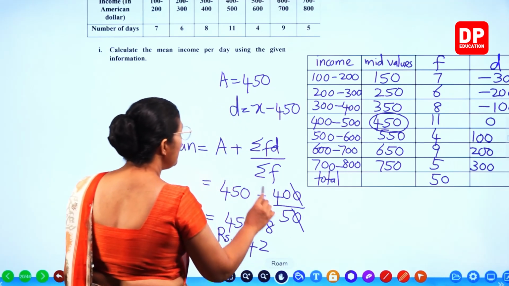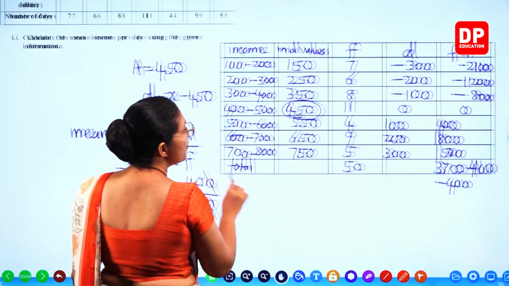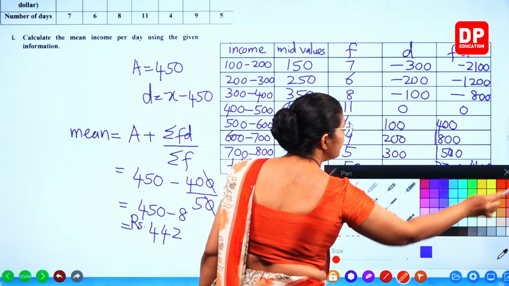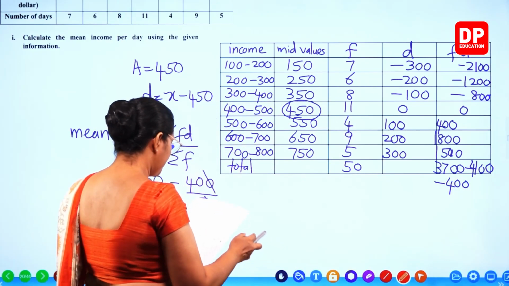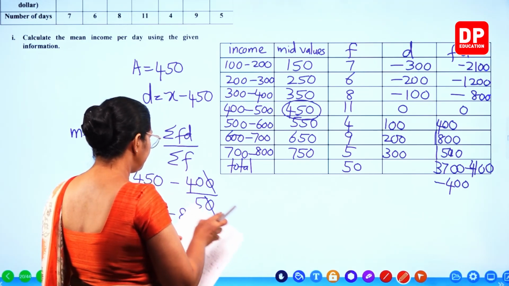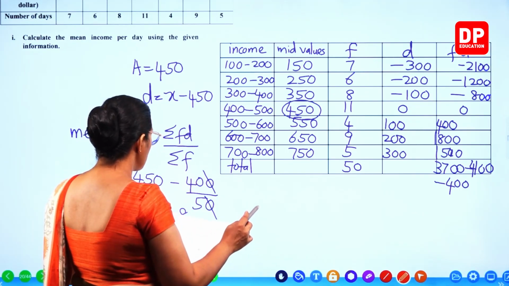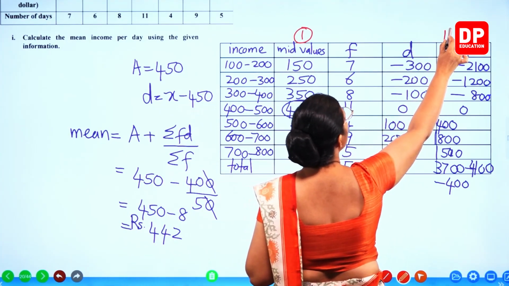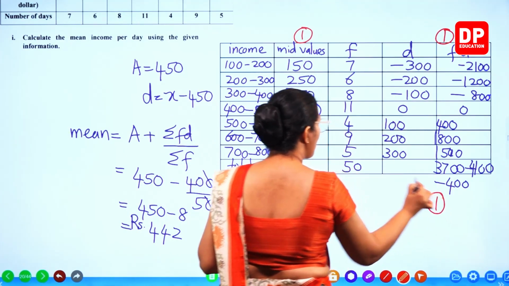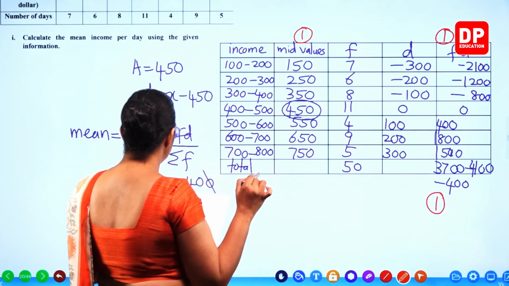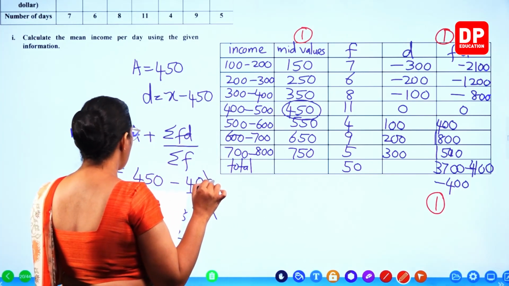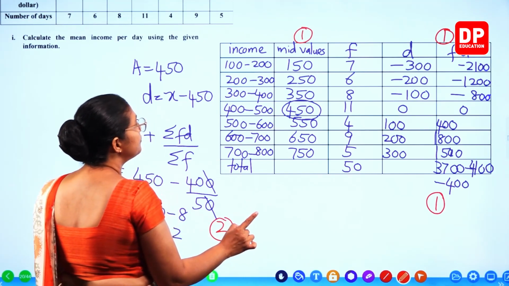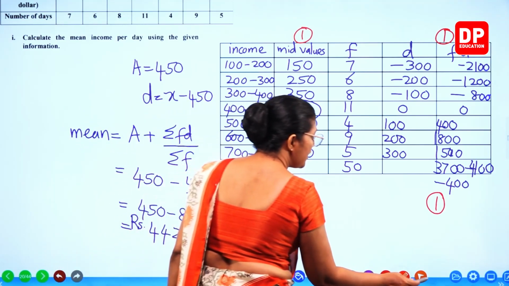So let's see how many marks for this process. You are getting 1 mark for midpoints, 1 mark for FD calculation, 1 mark for the total, and 2 marks for finding the mean value. 5 marks already given.